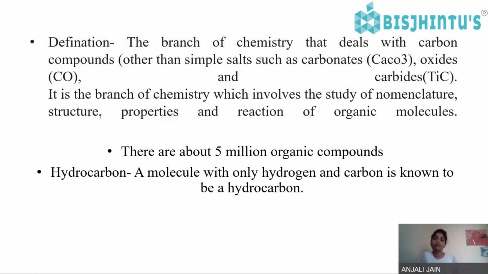such as if carbon forms a bond with calcium, that will be calcium carbonate. If it forms oxides, then that will be carbon monoxide, carbon dioxide. And if it forms carbides, titanium carbide, mercuric carbide. So it is the branch of chemistry which involves the study of nomenclature. Now, what exactly is nomenclature? Nomenclature is naming any chemical compound with its structure and properties like boiling point, melting point, and how it is reacting with any specific reagent. So such reactions are also involved in organic molecules.